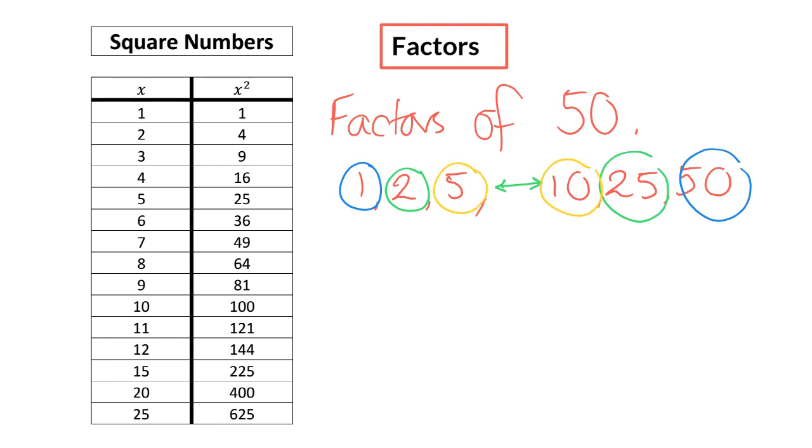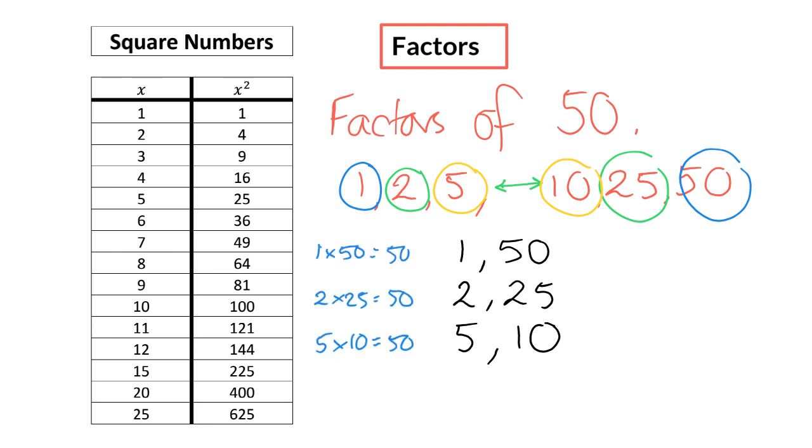And as we get better at that, we're more likely to be writing those pairs next to each other, 1 and 50, 2 and 25, and 5 and 10. Okay, so these are numbers that multiply together to give that resultant number of 50. Now, you're probably thinking, why are we looking at factors? And in this case, it's because when we come to simplify a surd, what we want to do is split that surd into factors.